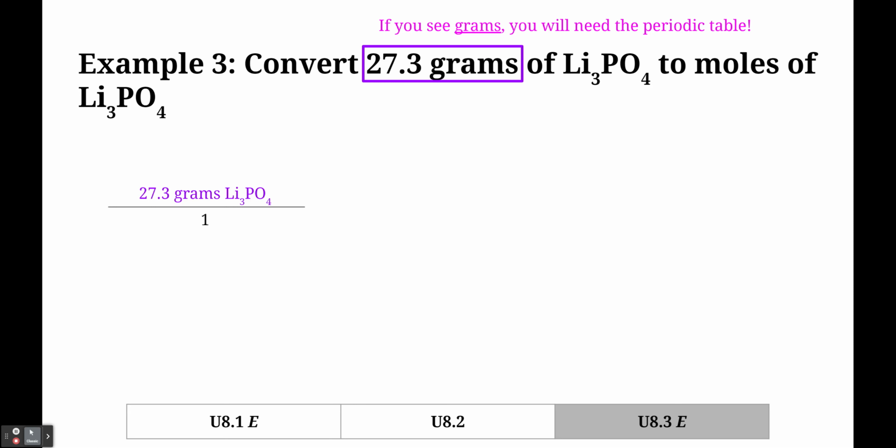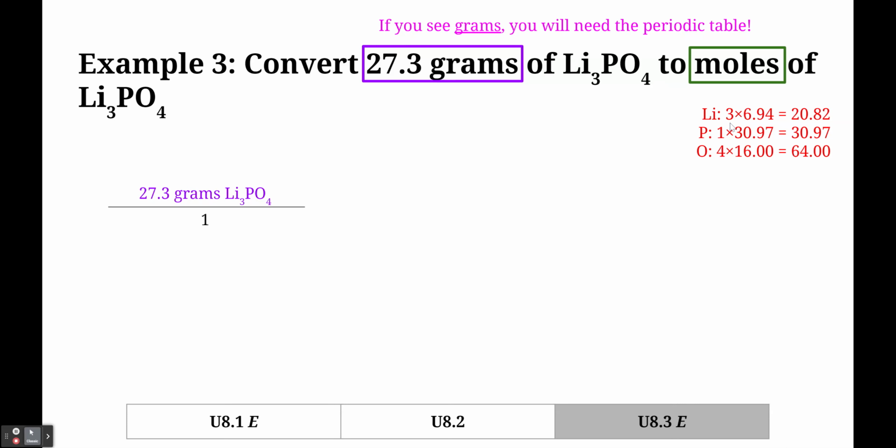Now we do. When we look at this, our conversion factor, if this was semester 1, it would just be a single element, and we could go to the periodic table and find the average atomic mass of that thing, and we would just use that number. But now we're dealing with compounds, so here's where we need to use what we started in 8.1 and 8.2. We need to find the mass of this whole compound, and the way to do that is what we did in 8.1 and 8.2. So we look at Li3PO4. We find the total mass of this compound here.